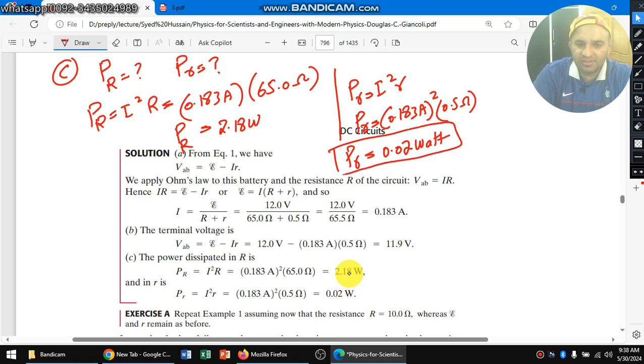So this is a very simple question. We just need to remember the formulas. We have all the values and we get the answer.